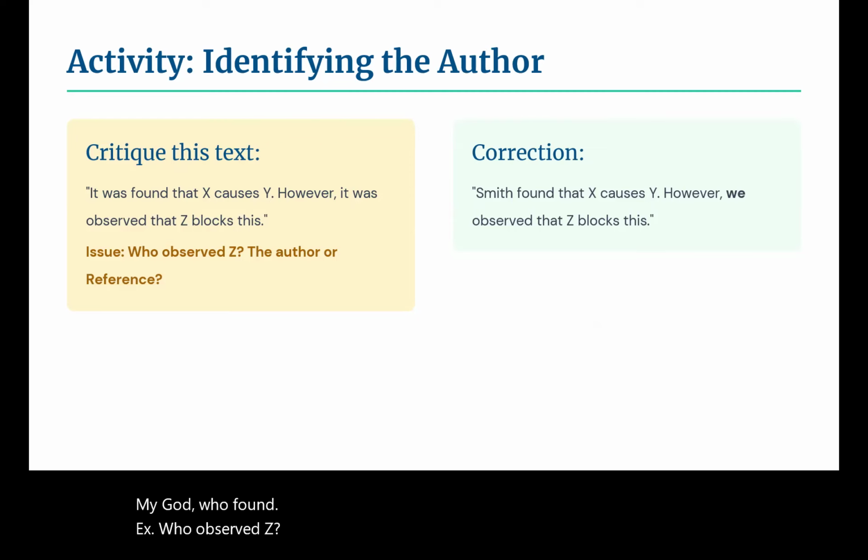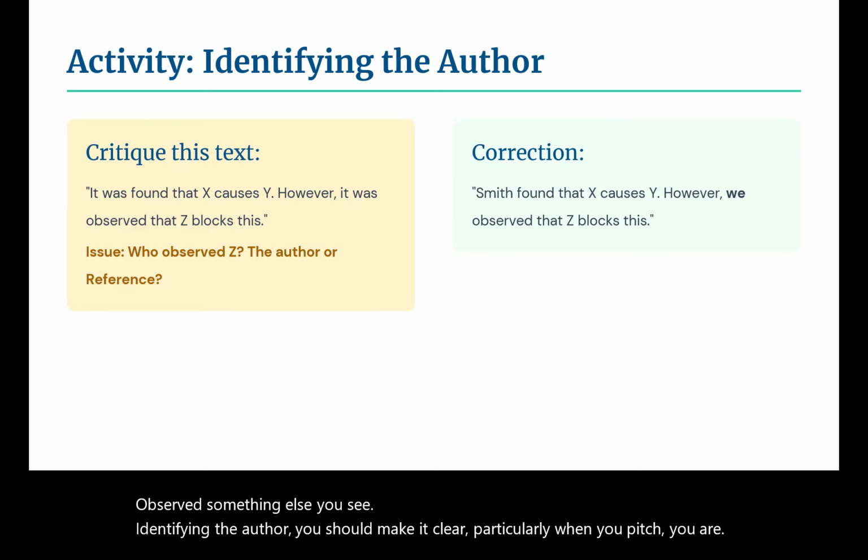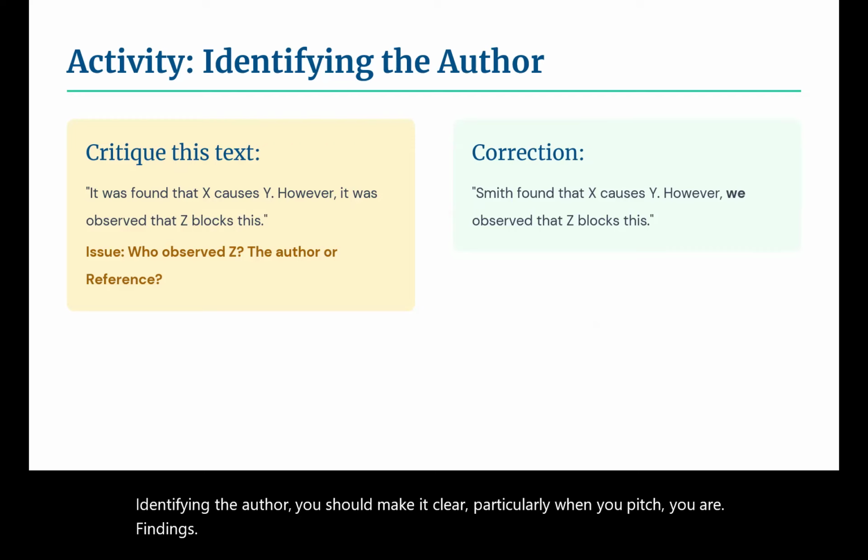So you can quite distinctly say, Smith found that X causes Y. However, we observed that Z blocks this. So X and Y, their relationship was found by Smith, that is literature, and your study observed something else. You see, identifying the author, you should make it clear, particularly when you pitch your findings with very strong emphasis.